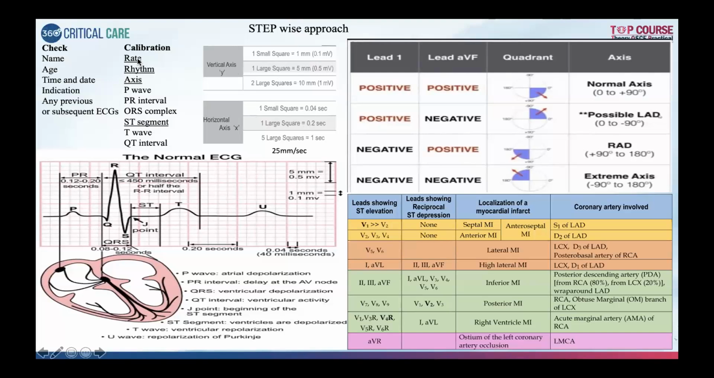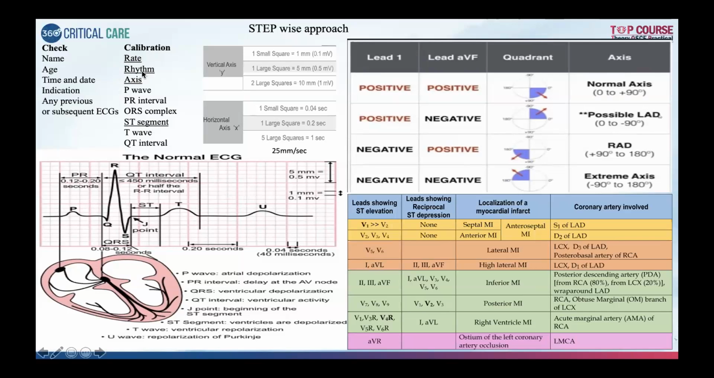How are you going to determine the rate? You will have to check the RR interval. Within the RR interval, how many large squares are there? The rate is 300 divided by the number of large squares. Or if you are taking into account the small squares, 1500 divided by the number of small squares. What if your RR intervals are irregular? Take the long strip and count how many RR intervals there are. The number of RR intervals on the long strip multiplied by a factor of 6 gives you the rate. So that is about the rate.